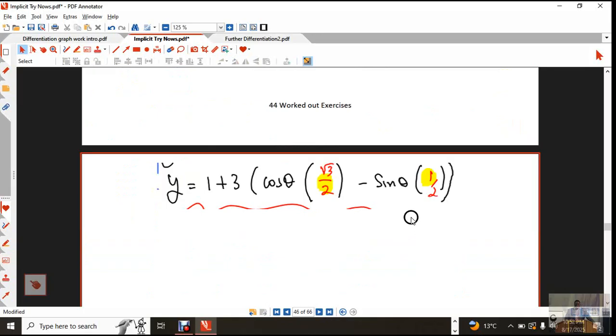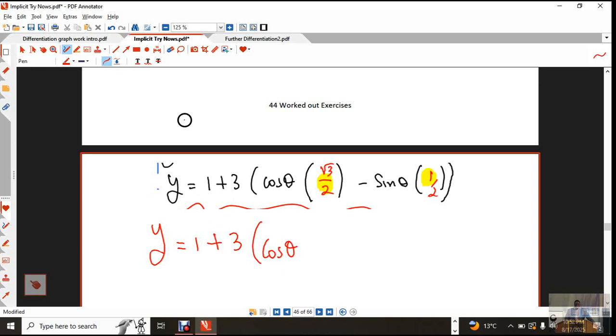So remember, I'm still busy with my y equals, so I can actually go ahead and clean it up. I haven't yet differentiated. So this is y equals 1 plus 3 times cos theta. This can actually be multiplied out. I can say this is 3 times root 3 over 2 cos theta minus a half of sine theta, and I can distribute that over if I have to.